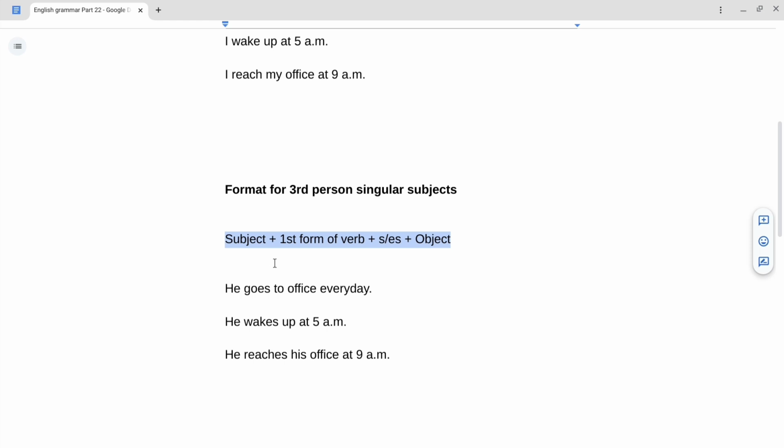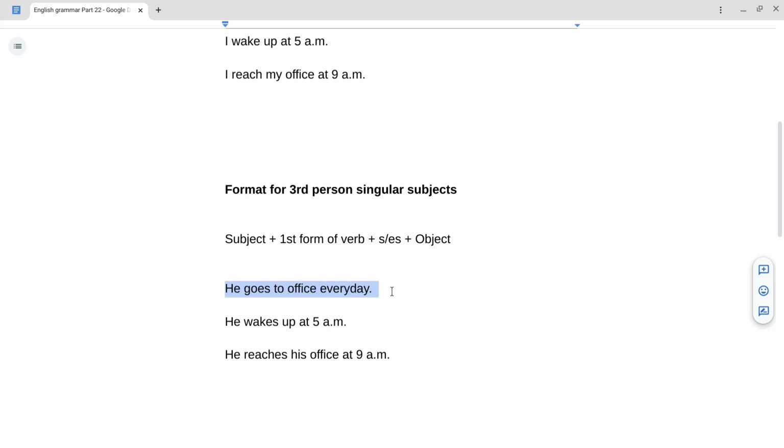Okay, subject plus first form of verb plus s or es plus object. Here, do remember that he goes to office every day. Do remember that we add an s or es to the first form of verb. I go to office and he goes to office. So what is the difference here? We are doing the same thing. I go to office every day. That's my habit. That's what I do every single day. That is why we use go as the first form of verb.